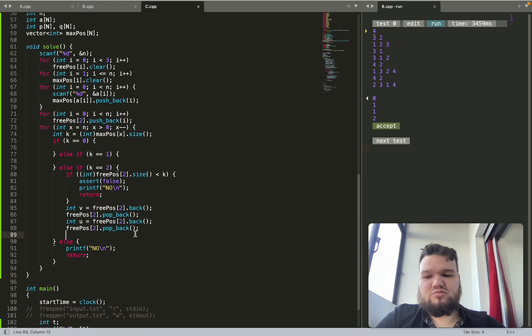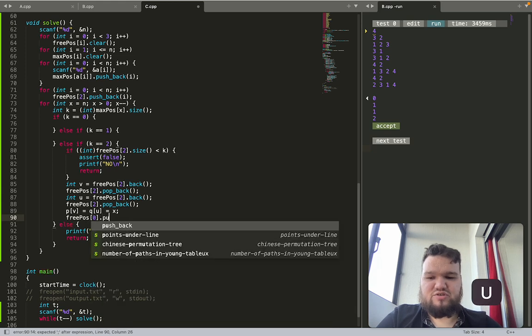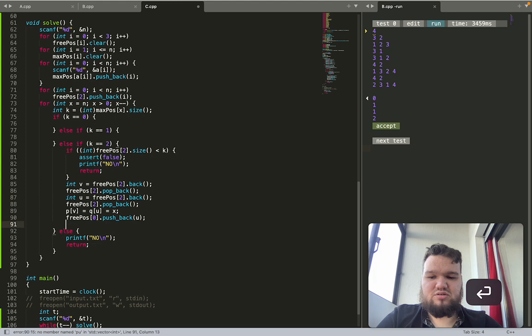And put x on those positions in different permutations. So p of v is q of u is x. And now this position will be free for q, and this position will be free for p, so we have to put them in the corresponding arrays. So positions free for p, u, and here.